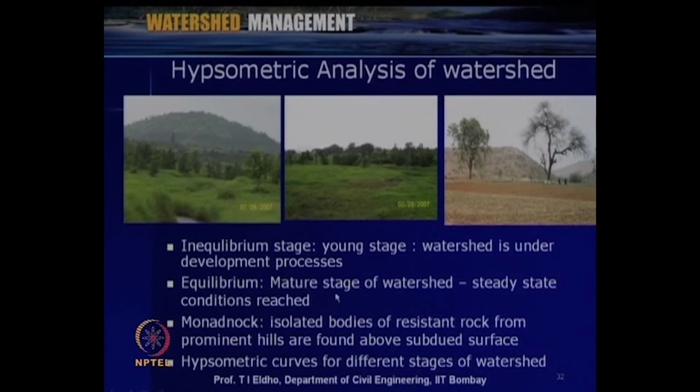The second one is the equilibrium stage. This is the mature stage of the watershed, where steady state conditions are reached. As far as all the parameters are concerned, not much change is taking place. The third one is the monadnock stage. Here, isolated bodies of resistant rocks, as you can see here, form prominent hills found above a subdued surface. So, there are 3 important stages in the development of a watershed: inequilibrium, equilibrium and monadnock. If you do a hypsometric analysis, we can identify how these stages vary.